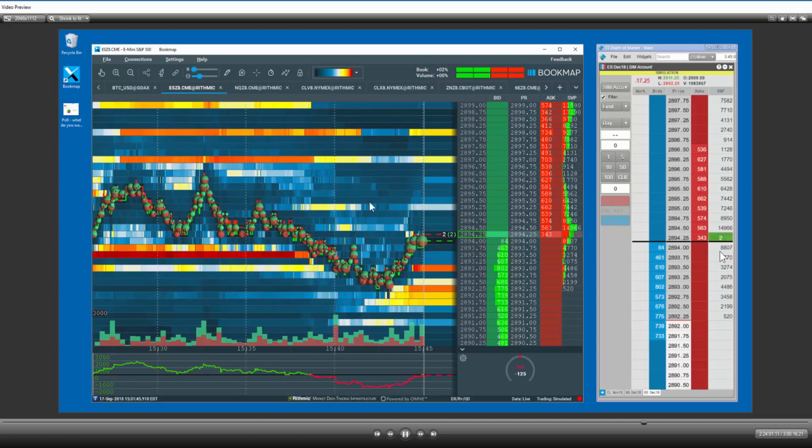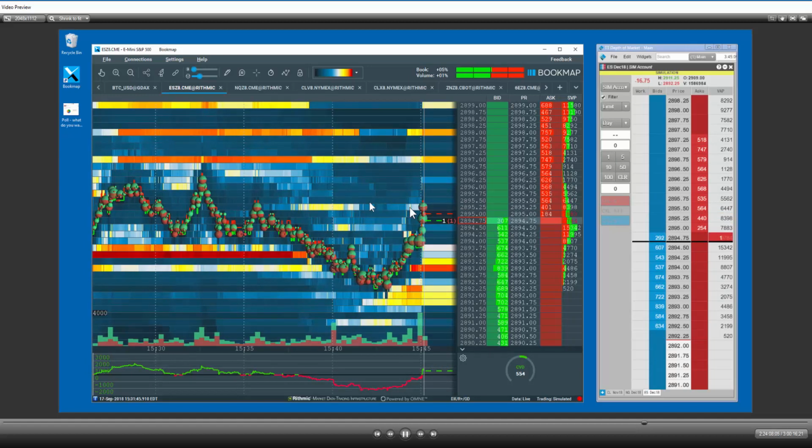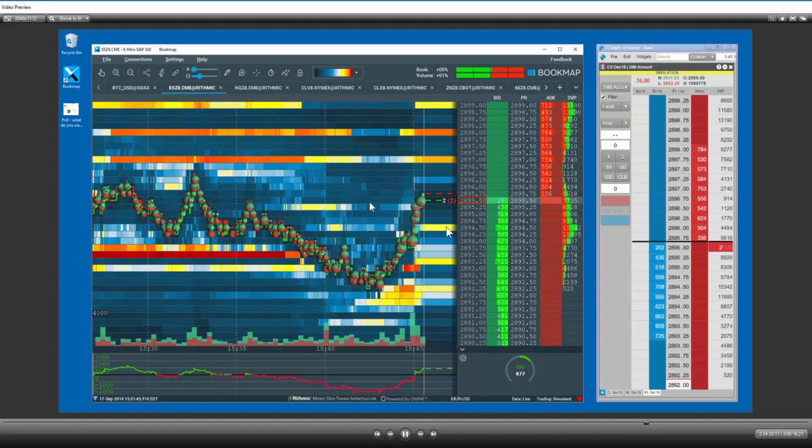Okay, not yet, not quite seeing it yet. Here they come. There's the lift right up into the target. Okay, well, we made it up to the swing here. Still strong on the bid at 94.5 here, as you can see.